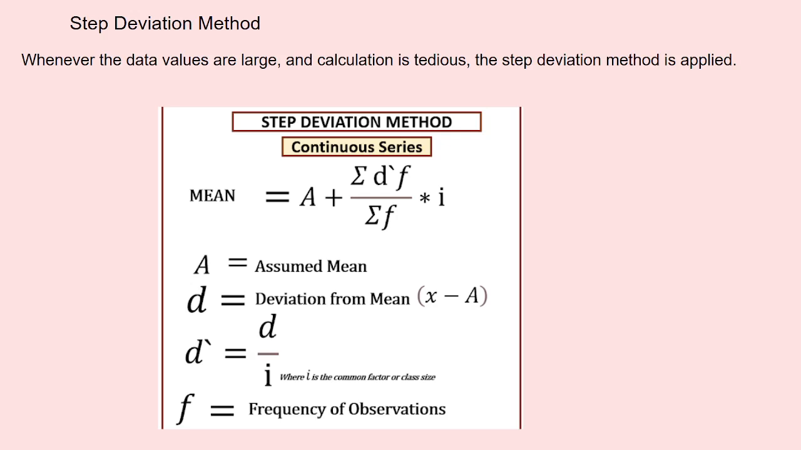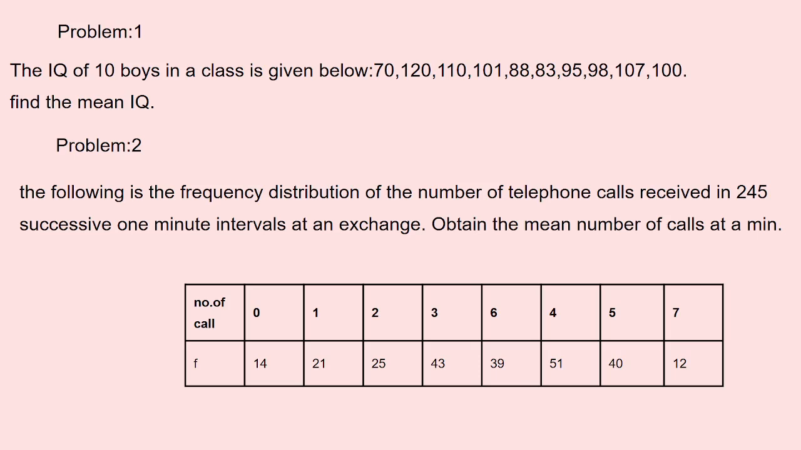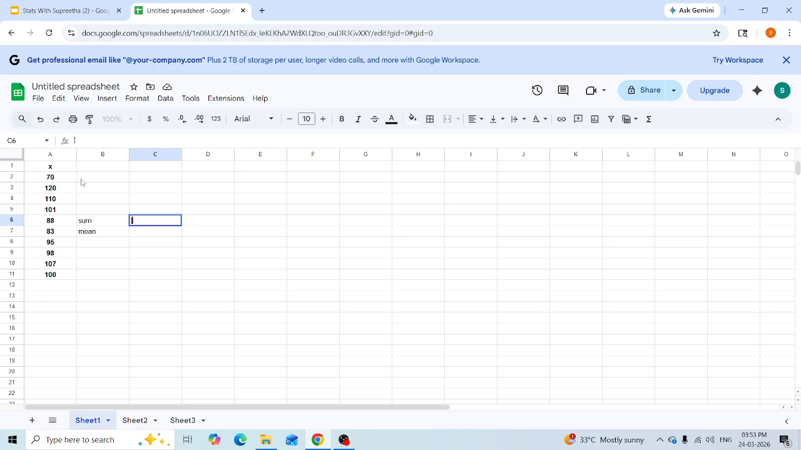Let's solve some problems so that the concept becomes much easier to understand. Okay, the first problem is the IQ of 10 boys in a class is given below. Find the mean IQ. Let us solve. So I have already noted the values, the IQs of 10 boys.